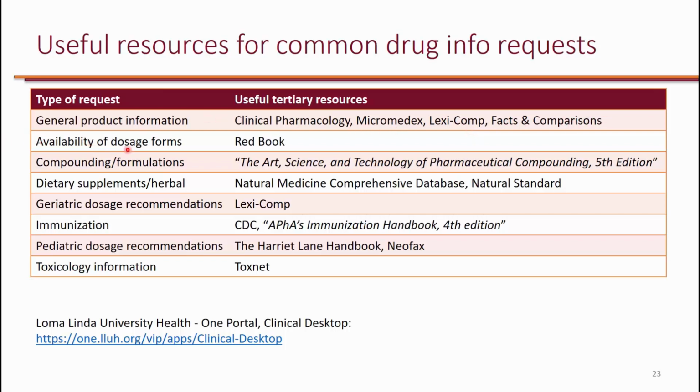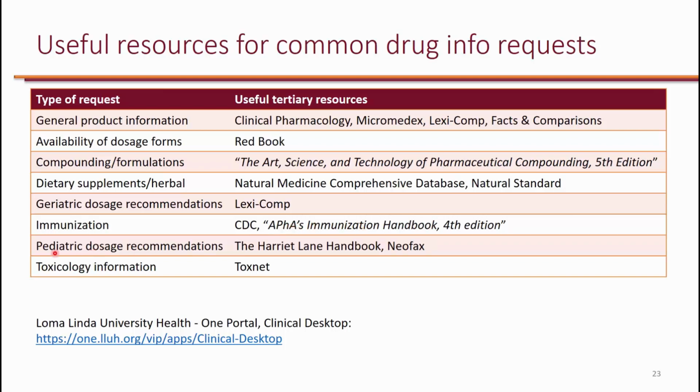For availability of dosage forms, you can use the Red Book, which is available on Micromedex. For compounding and formulations, you can use a textbook called The Art, Science, and Technology of Pharmaceutical Compounding, which you can access through the APhA's pharmacy library. For dietary supplements and herbals, you can use Natural Medicines Comprehensive Database, or you can use Natural Standard. For geriatric dosing, you can also use Lexicomp. For immunization recommendation, you can use the CDC's immunization schedule. You can also use APhA's immunization handbook, which is also available on APhA's pharmacy library.